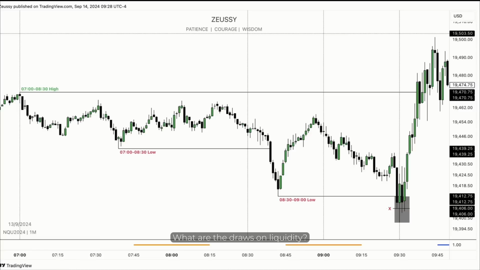What are the draws on liquidity? The draws on liquidity are, of course, all those previous 30-minute cycle highs. But because the previous 90-minute cycle high, which is right here from 7 to 8:30, is in such close proximity, we can anticipate the market to gravitate towards that. Smart money reversal right here. This is the terminus of the market maker buy model with an original consolidation being right here. Sell side of the curve, buy side of the curve. Little MXM logic in here as well.